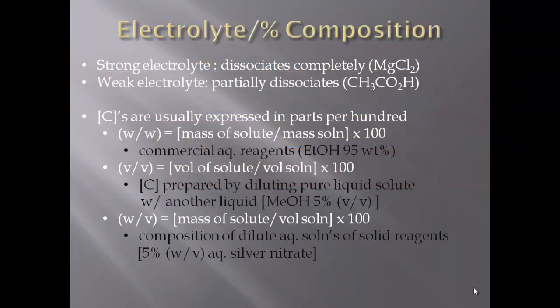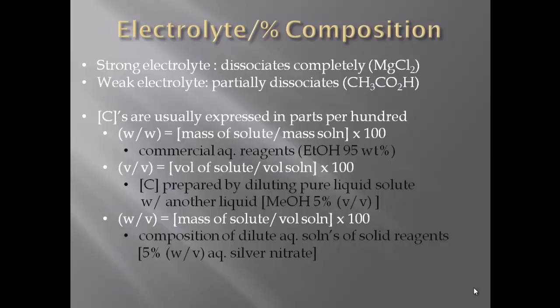Other terms that you should be familiar with are electrolytes. We talked about these in general chemistry as well. A strong electrolyte is something that dissociates completely in water, something like magnesium chloride. A weak electrolyte is something that does not dissociate completely. It only partially dissociates. An example of that would be acetic acid.